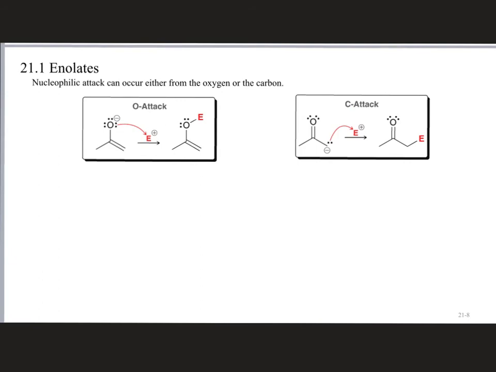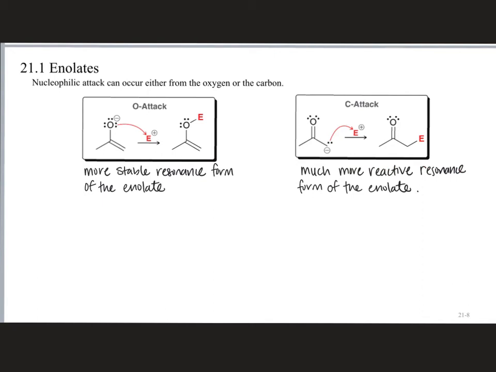Since enolates have two nucleophilic sites, the oxygen and the alpha carbon, we can get nucleophilic attack from either atom. Though the more stable resonance structure of the enolate results in oxygen attack, the resonance structure resulting in carbon nucleophilic attack is much, much more reactive. Hence, for the rest of the chapter, we'll be looking at reactions where the alpha carbon is the nucleophile.